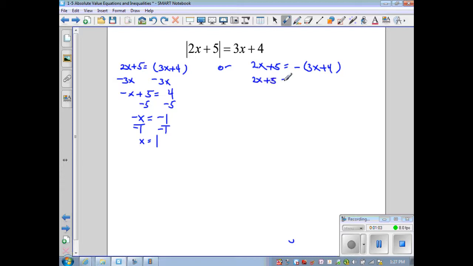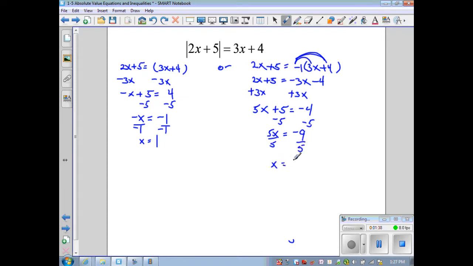On the equation on the right, I need to simplify. 2x plus 5, distribute with a negative 1. Negative times a positive 3x is a negative 3x. A negative 1 times a positive 4 is a negative 4. Solve the equation. Add 3x to both sides. That gives me 5x plus 5 is equal to negative 4. Subtract 5 on both sides. That gives me 5x is equal to negative 9. Divide by 5. x is equal to negative 9/5.